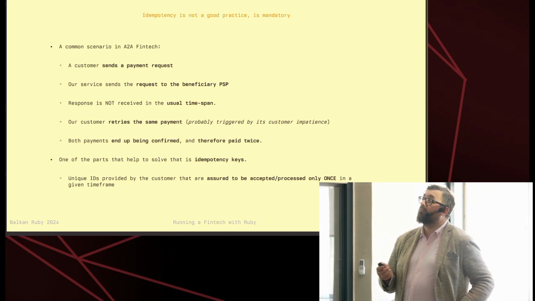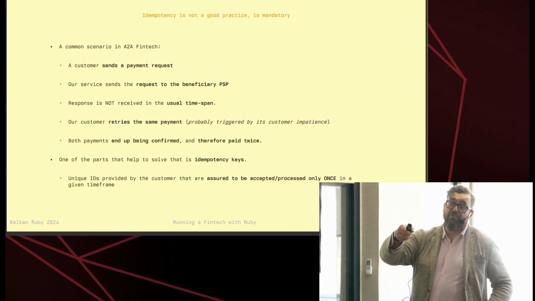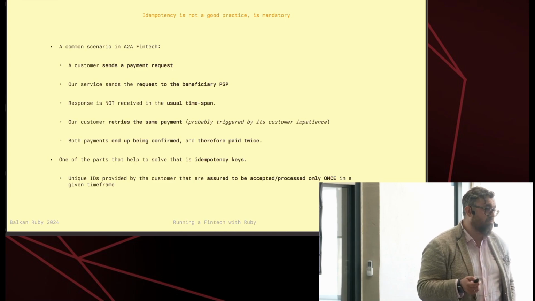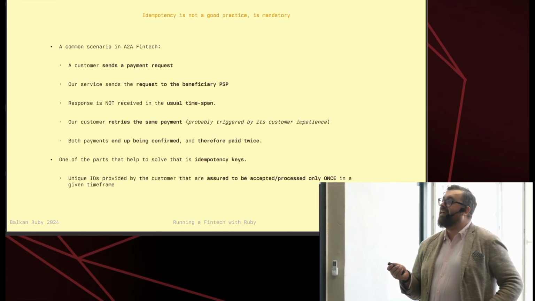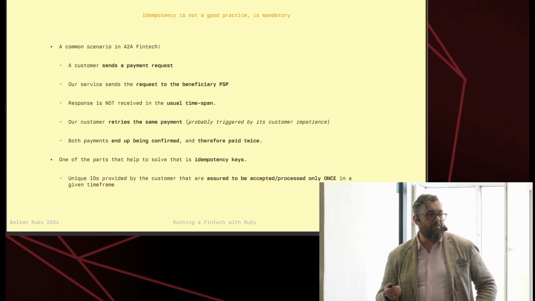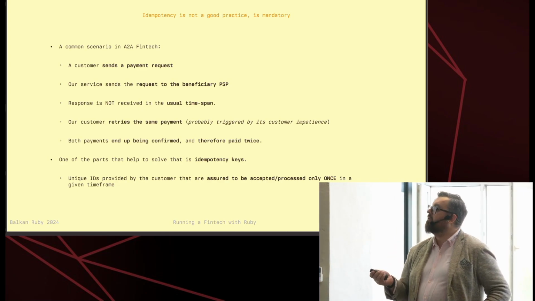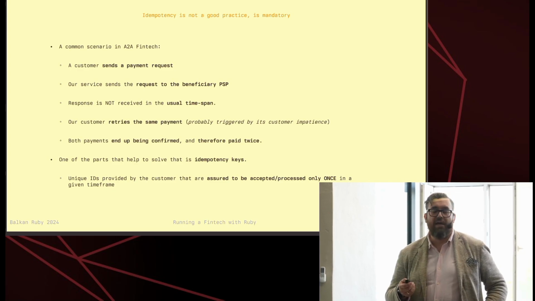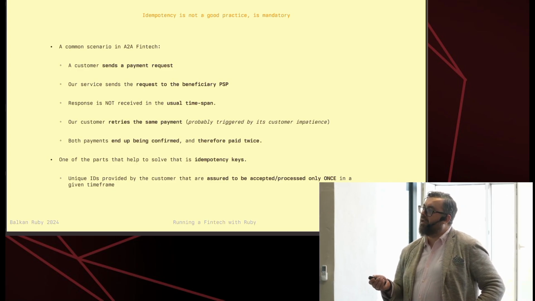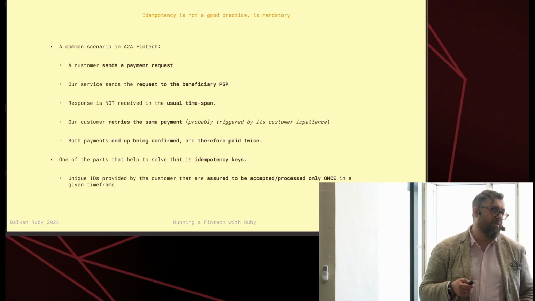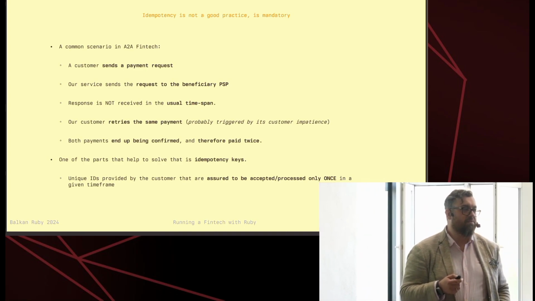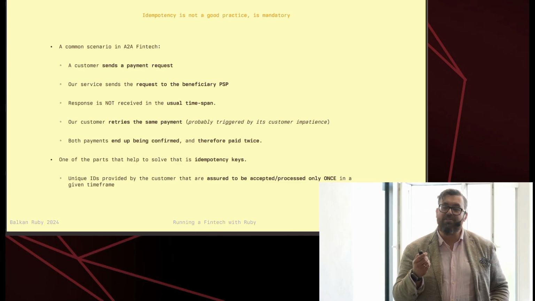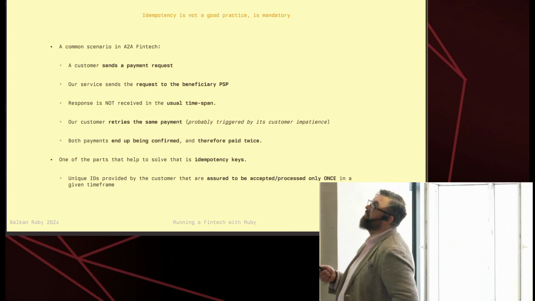A customer sends a payment request. We relay the request to the beneficiary PSP. Something happens, because something always happens, for some reason. Then our customer retries the payment. Their customer probably says, the money is still not here, so I will try again. Then they send the money again, eventually both payments get confirmed, and you have paid twice. That is not a technical problem, it's a people's problem, but it happens all the time, and we have to do everything possible to prevent it.